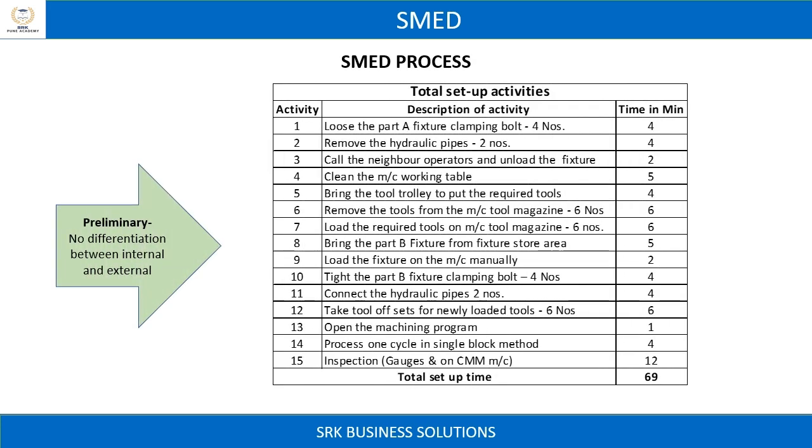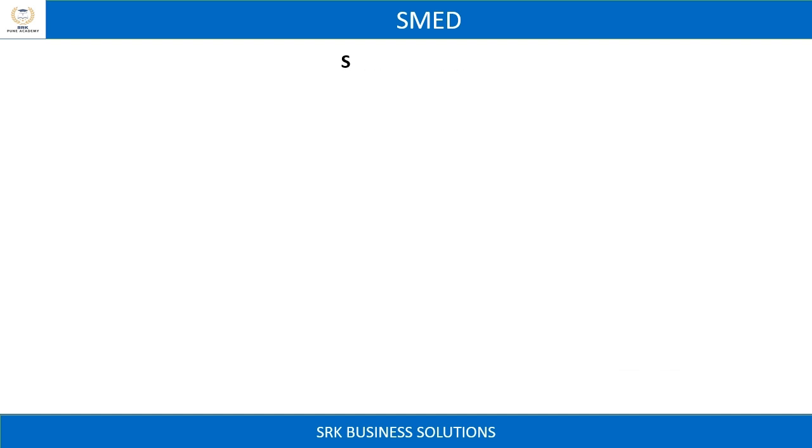Now let us take an example of setup on a machine to understand these stages. The table shows the setup activity details of a machine. Production of 2 parts is done on this machine. After completion of production of 1 part, the setting of the other part is done. There are a total of 15 activities, and the time required for each activity is shown. It takes 69 minutes to complete this setup.